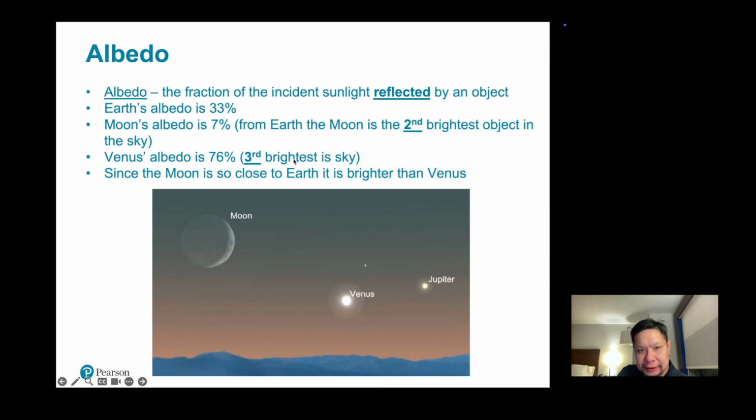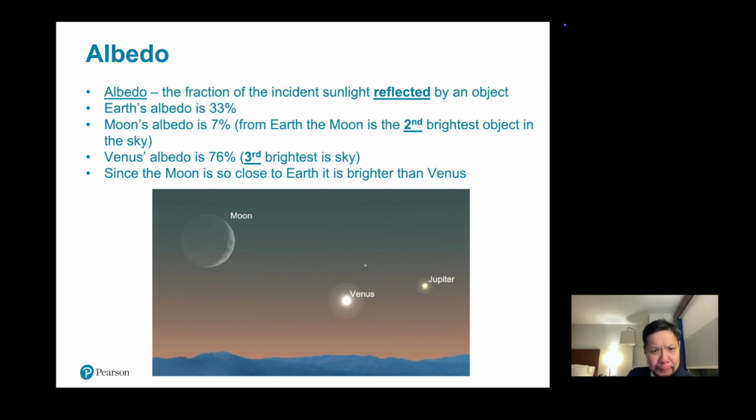Albedo is the fraction of sunlight that is actually reflected by an object in the atmosphere, right? So Earth's albedo is actually 33%. If you were in space and you saw the sun's light bouncing off the Earth's atmosphere and hitting back to your eyes, it'd have an albedo of 33%. But if you are standing on Earth, you can't see the Earth reflecting the sunlight, but you can see other objects in the sky reflecting the sun's light.